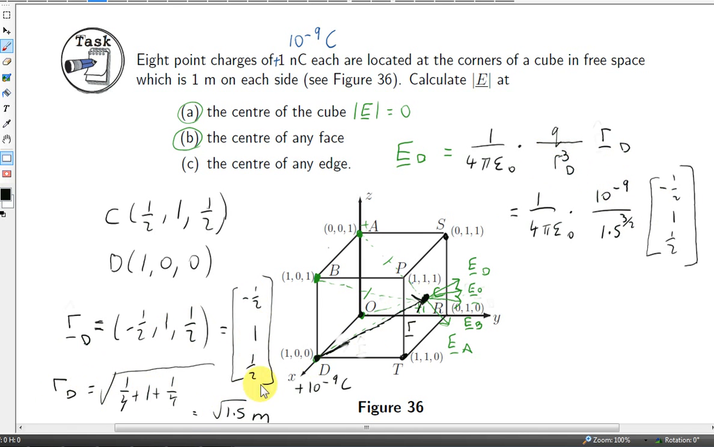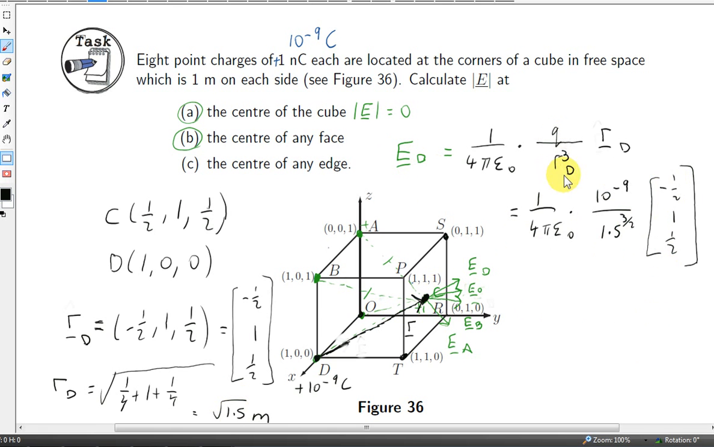We want RD cubed, so we want to take 1.5 to the power of a half and cube it. Well, that's 1.5 to the power of 3 halves, and Q is 10 to the minus 9 coulombs, and we multiply that by vector RD. So basically we would be multiplying this scalar by each of these entries, each of these components, and that would give us the electric field vector ED, and then we could write it down in terms of I, J and K if we like. But that's just one vector, and you know, there are 4 vectors to consider.